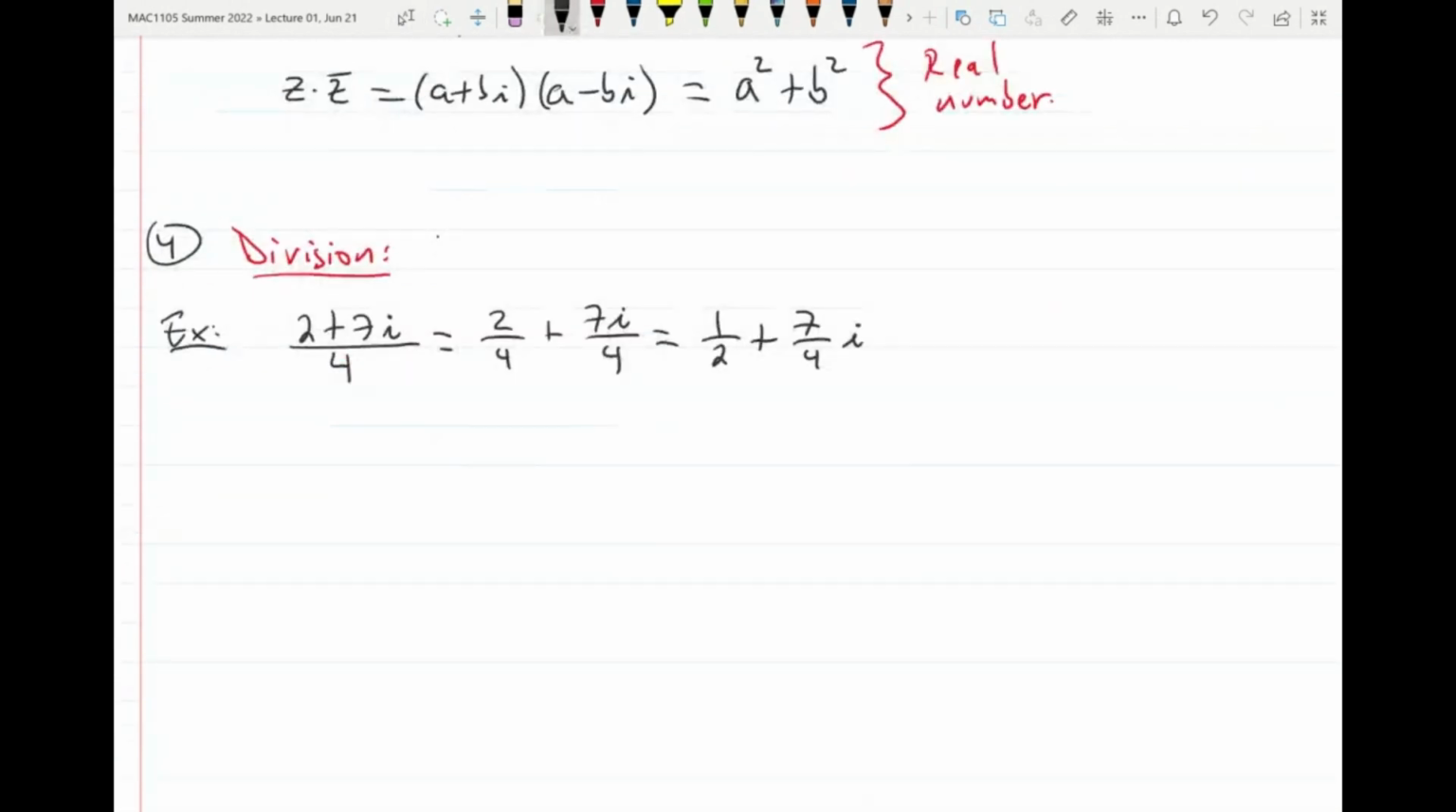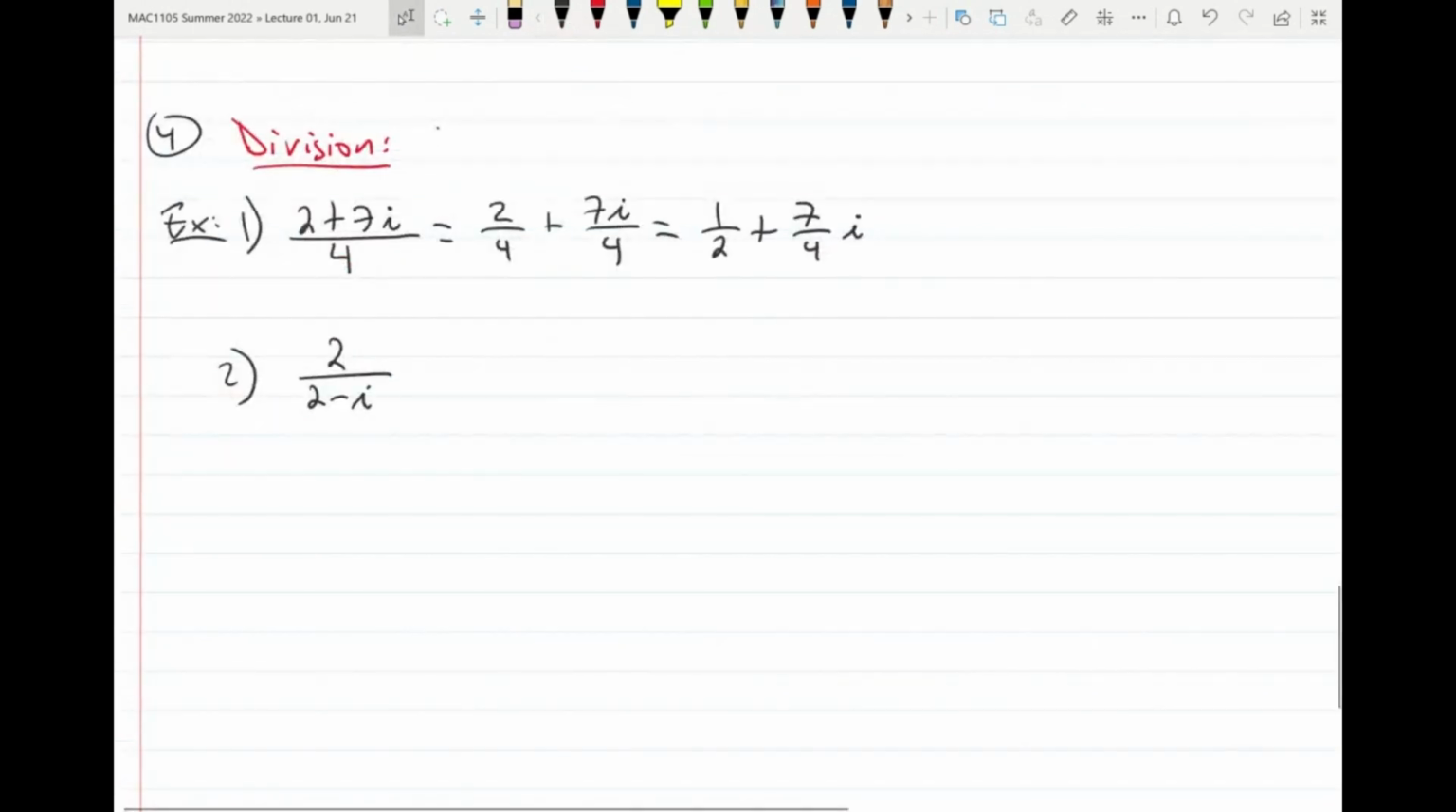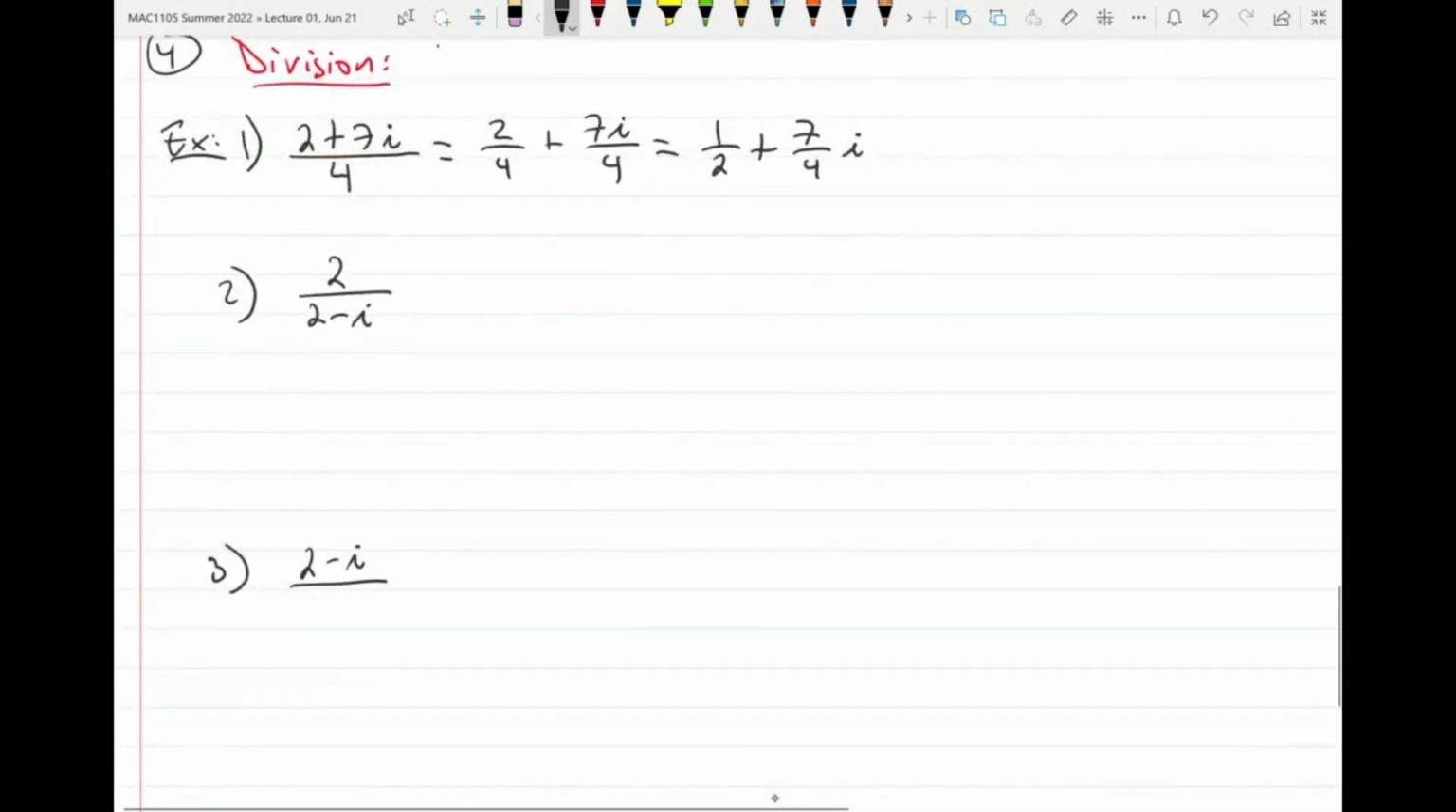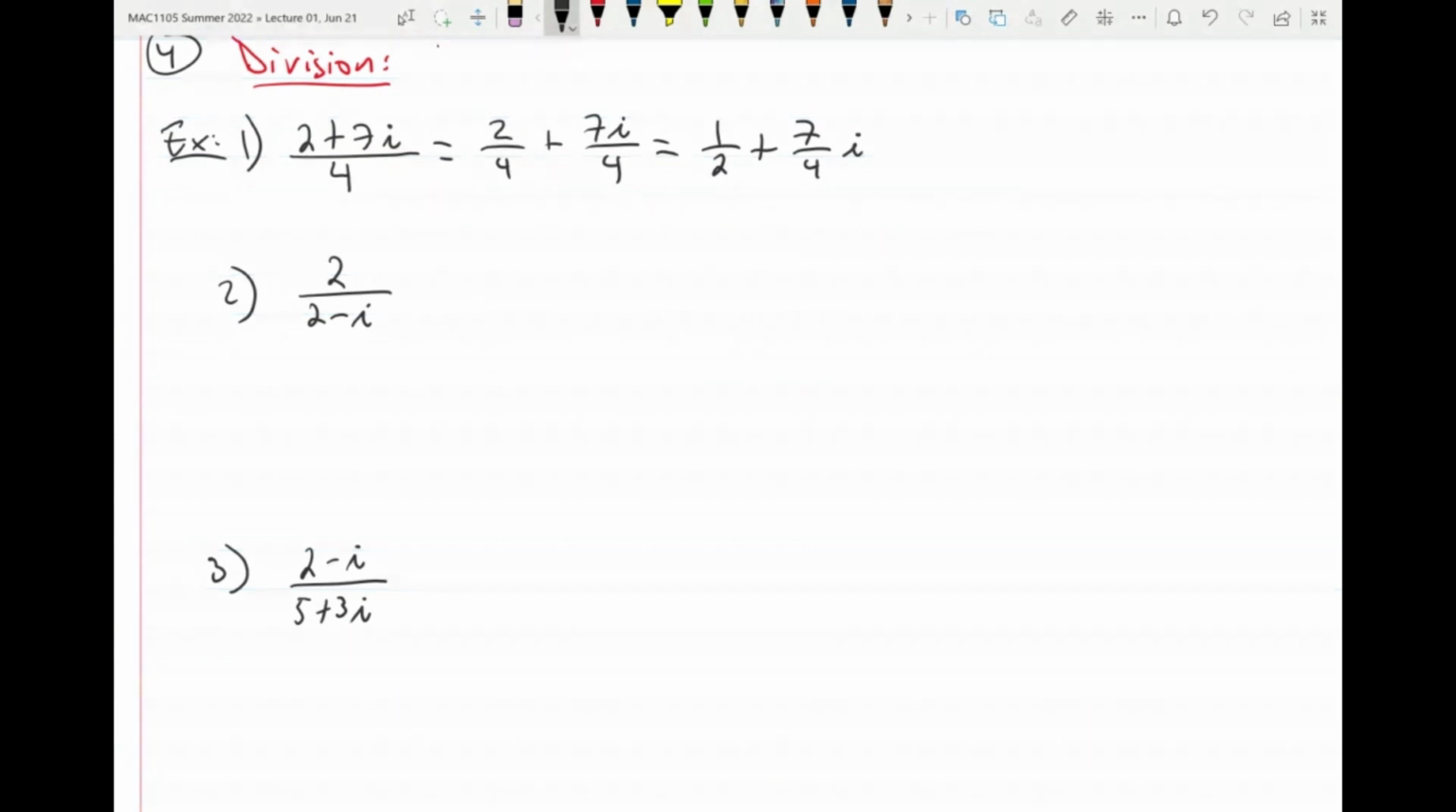So, for example, let's do 2 over 2 minus i. And then, as another example, let's do 2 minus i over 5 plus 3i. Okay? I'm going to do the easy one, and then I'm going to let the harder one be for you. And then we do it together.